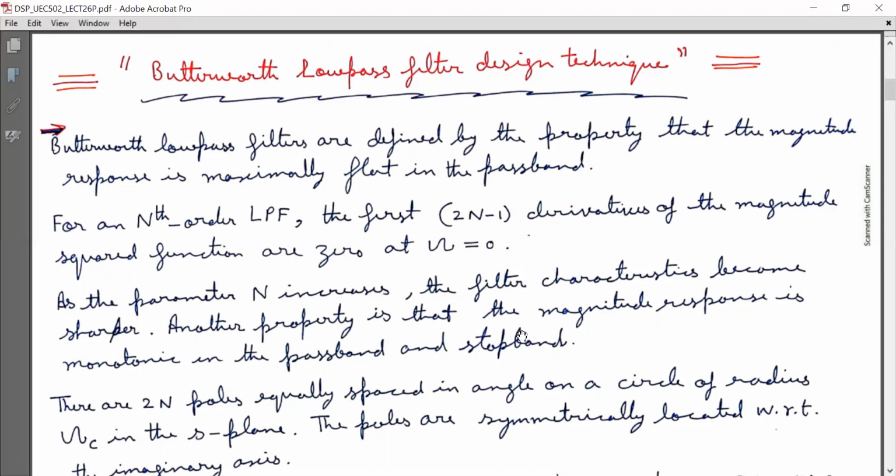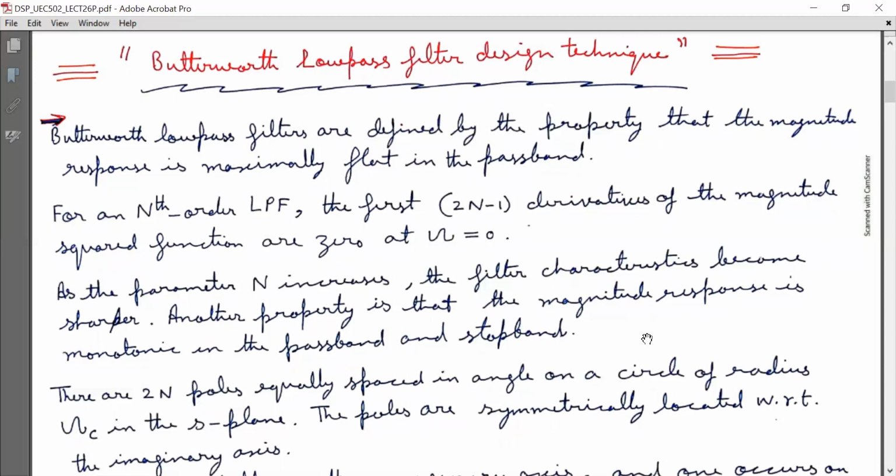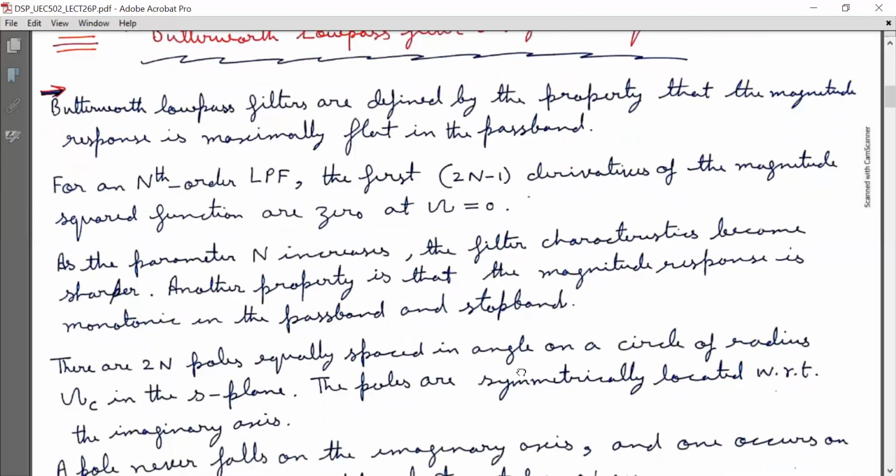As the parameter capital N increases, the filter characteristics become sharper. Another property is that the magnitude response is monotonic in the pass band as well as in the stop band. There are 2N poles equally spaced in angle on a circle of radius omega c in the S plane. The poles are symmetrically located with respect to the imaginary axis.